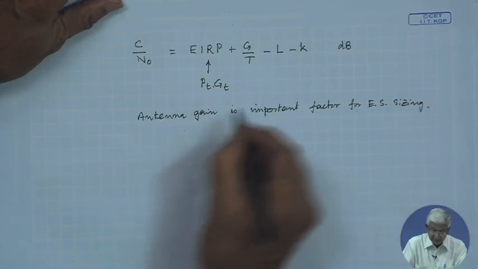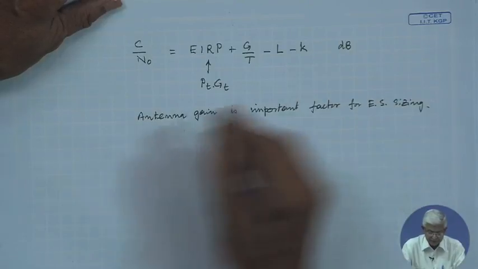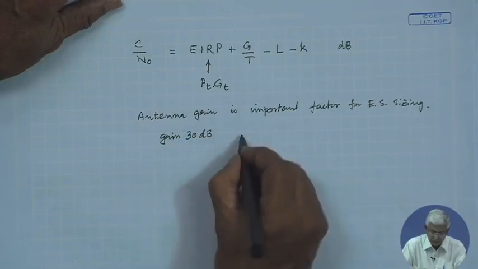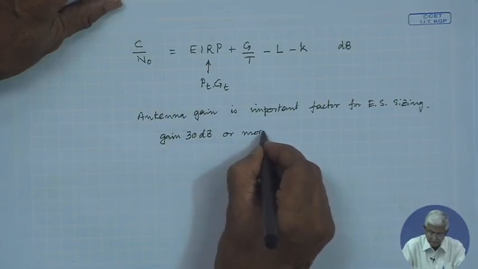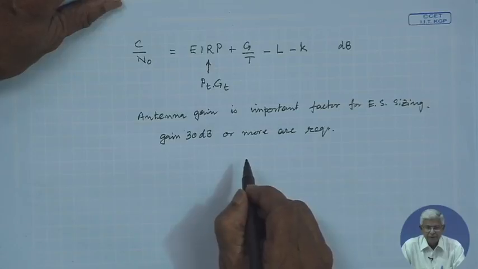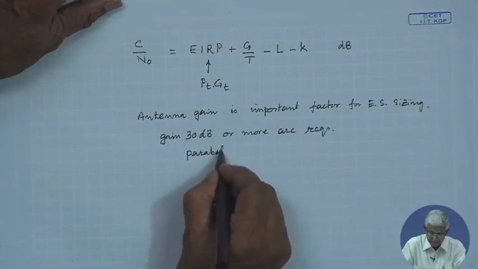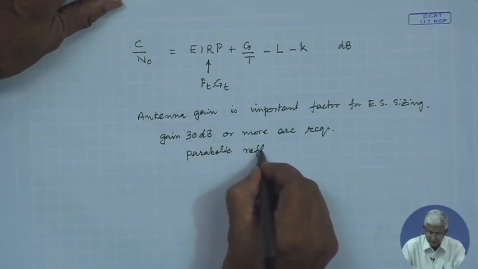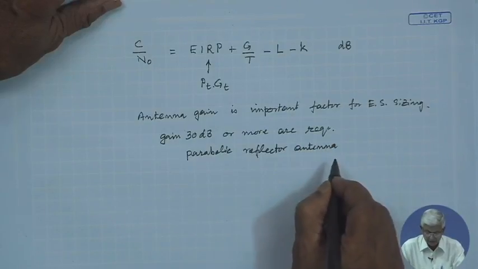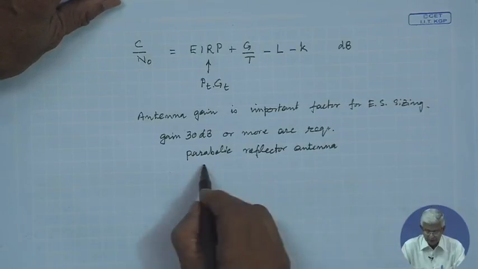Now generally it has been seen, when we do the link calculation, we have done some of the link calculation, and we have seen that gain of the order of 30 dB or more is required. So, at this type of frequency of operation, 30 dB or more, you need a parabolic reflector antenna. It can be realized with array antenna or many other combinations, but cost wise and handling wise it has become popular. So, parabolic reflector antenna.